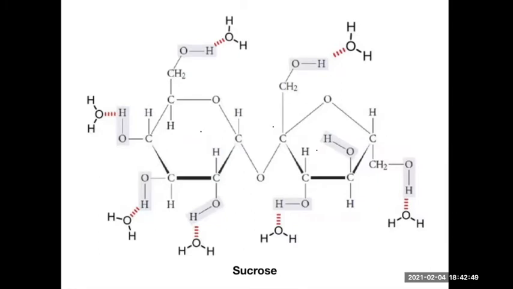Here's a sugar molecule, sucrose. See all these little hydroxyl groups. Each one of these can interact with a water molecule right here. So that's what's going to separate the individual sucrose molecules from each other, from a crystal.